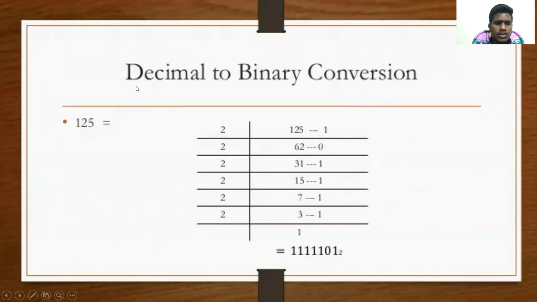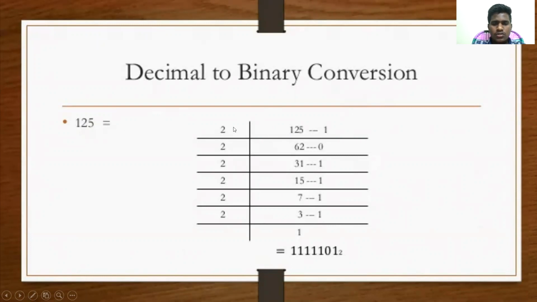In order to convert from decimal to binary, the given number should be divided by 2, because 2 is the base of the binary number system. That is, there are only 2 values present: either 1 or 0. Here you can see 125 is divided by 2 and we will get these values.